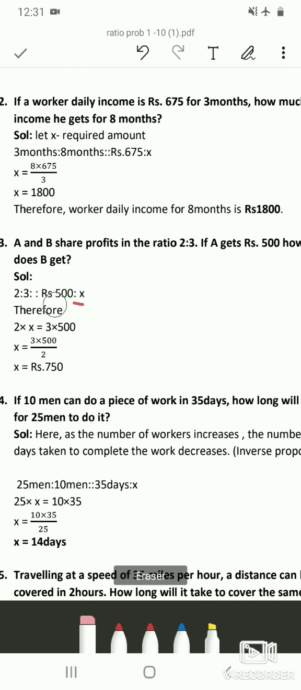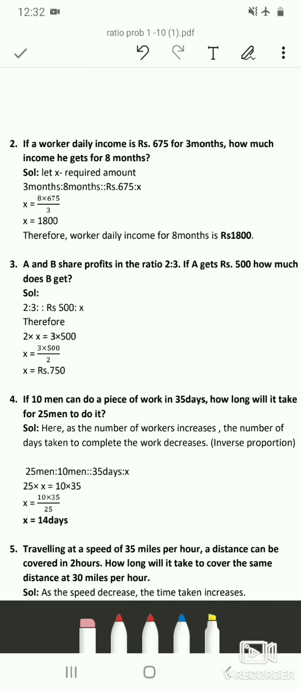So again, using the concept of means and extremes, taking the product and equating, we will get the answer as 2 into x is equal to 3 into 500. So solve for x and we will get the answer as 3 into 500 upon 2, which is rupees 750. So therefore B gets rupees 750.